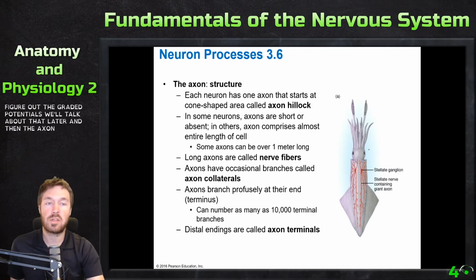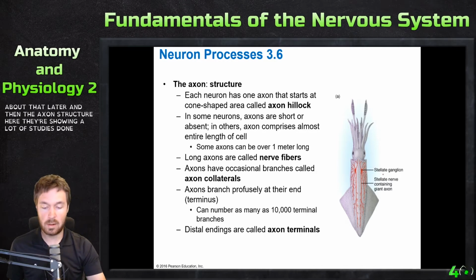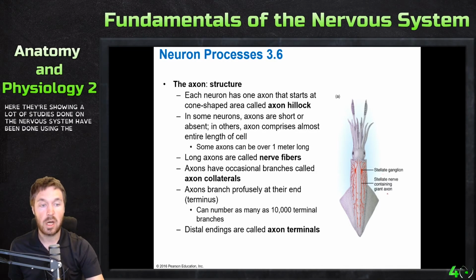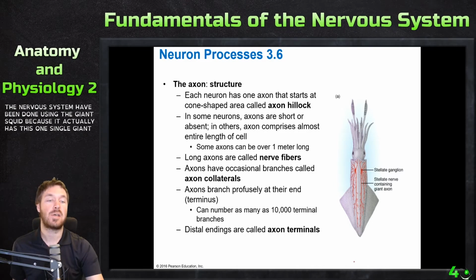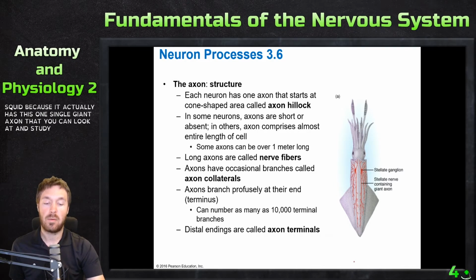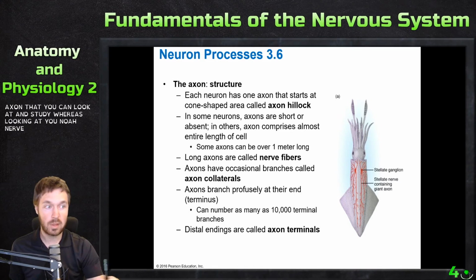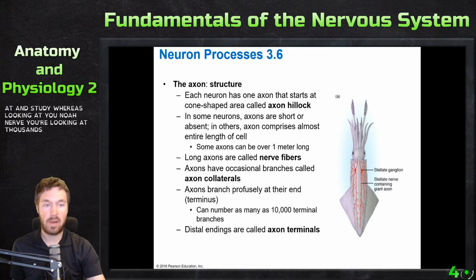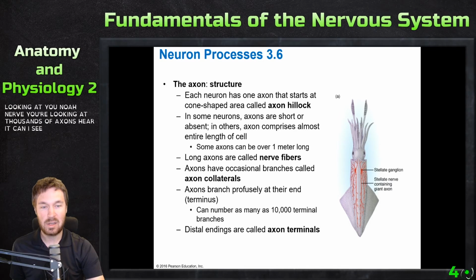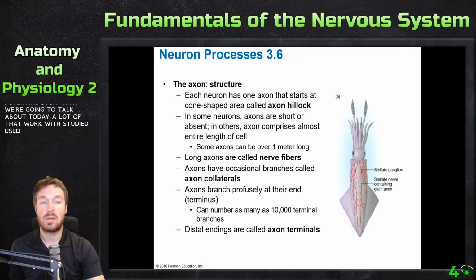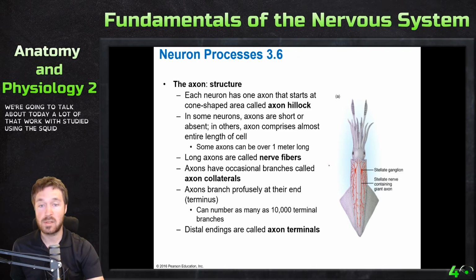And then the axon structure here, this is showing that a lot of studies done on the nervous system have been done using the giant squid, because it actually has this one single giant axon that you can look at and study. Whereas looking at a nerve, you're looking at thousands of axons. Here, you can isolate it. You can actually see this with the naked eye, one single axon. And all the action potential stuff that we're going to talk about today, a lot of that work was studied using the squid. Some axons can be over 1 meter long, so very, very long.